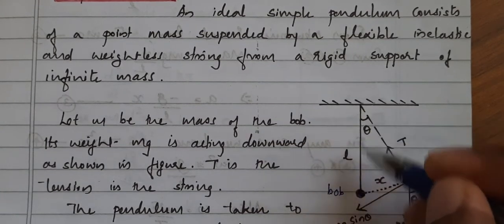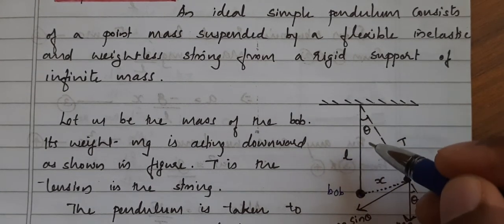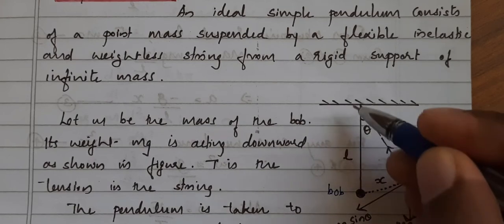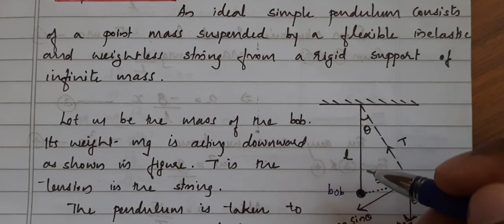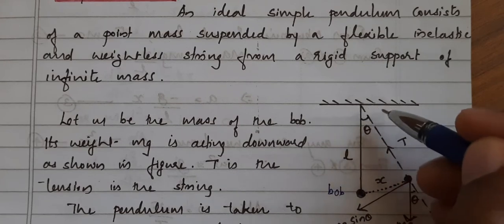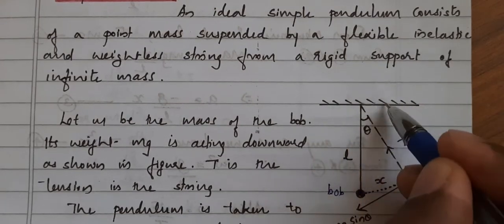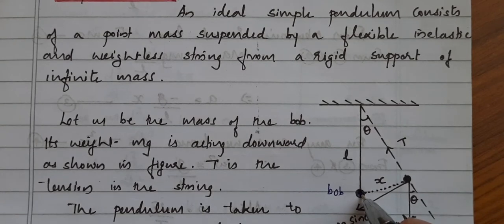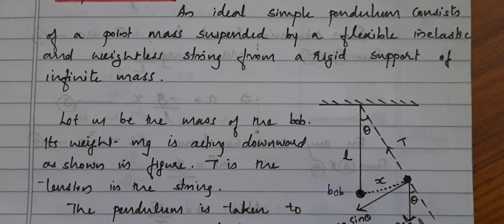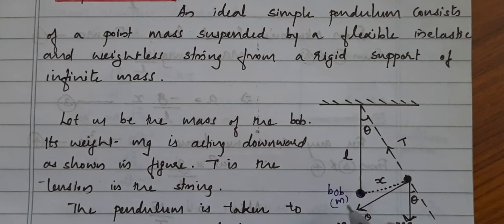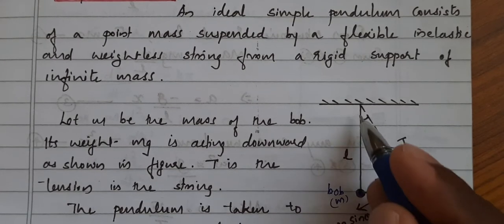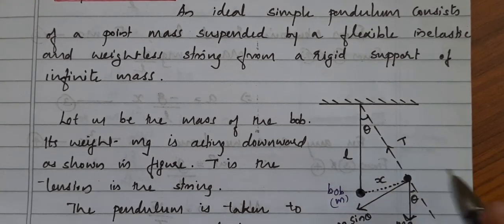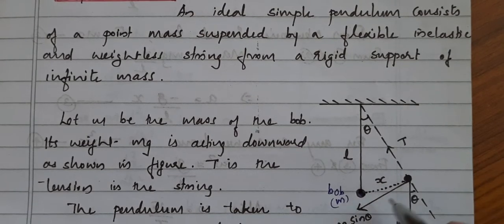That is connected to a light, inextensible, weightless and inelastic string. It should be supported at a rigid point. So this is the rigid support. This is the pendulum. So you have a bob and its mass is m. So this object has a mass m, bob of mass m. And this string has a length L. And it is taken to one side and released. It executes a to and fro motion.